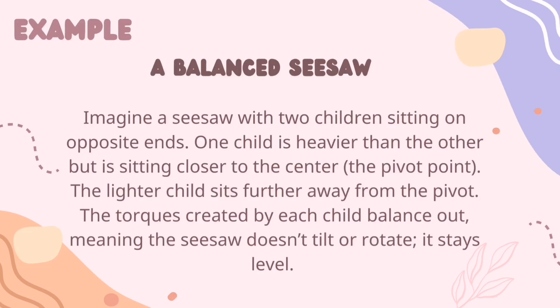An example of rotational equilibrium is a balanced seesaw. Imagine a seesaw with two children sitting on opposite ends. One child is heavier than the other but is sitting closer to the center. The lighter child sits farther away from the pivot. The torques created by each child balance out, meaning the seesaw doesn't tilt or rotate, it stays level.